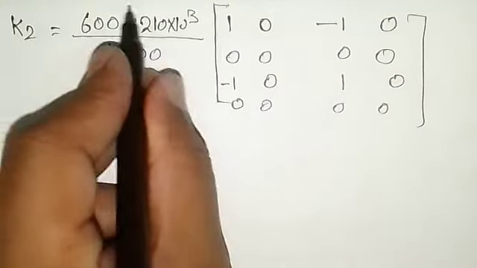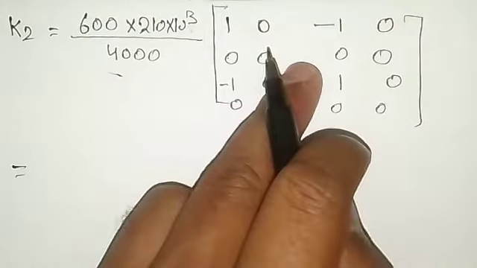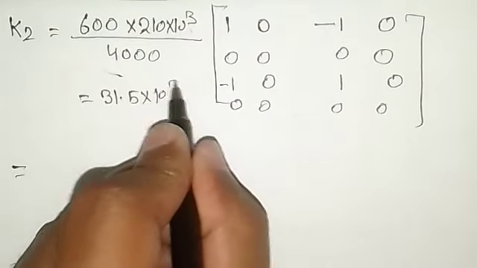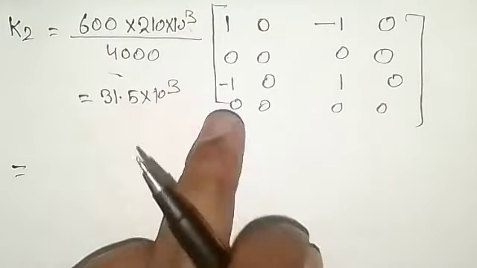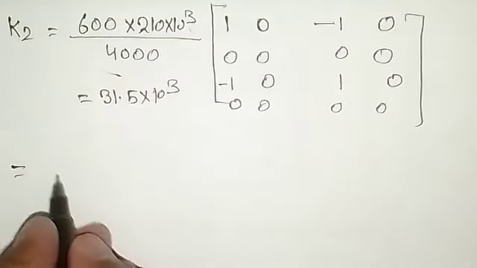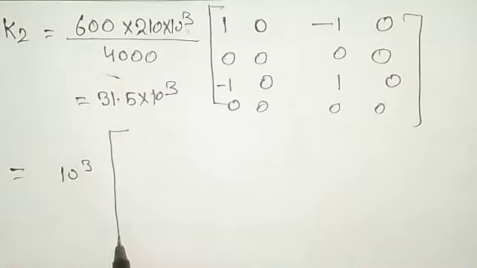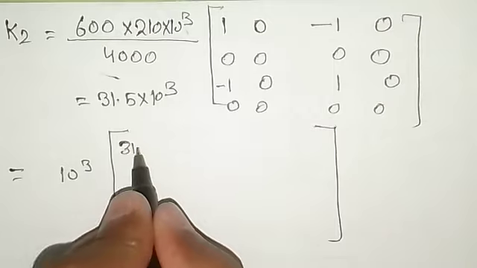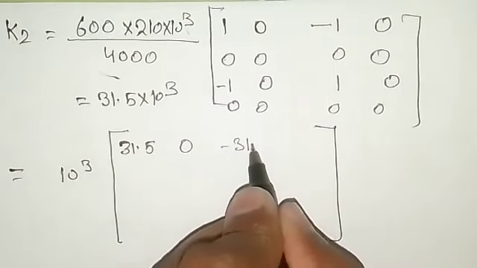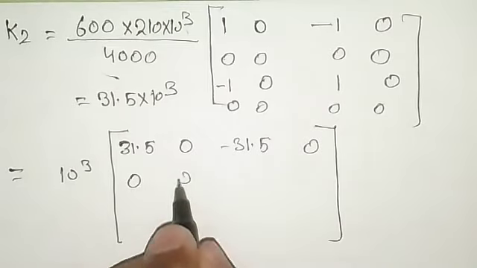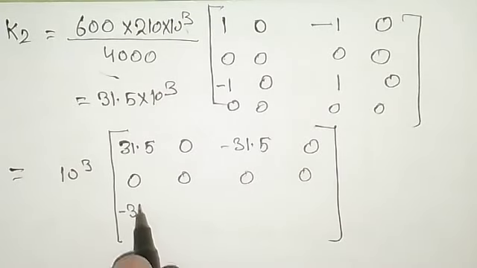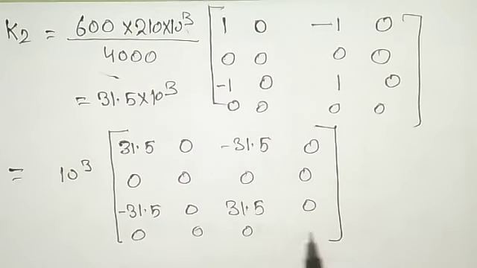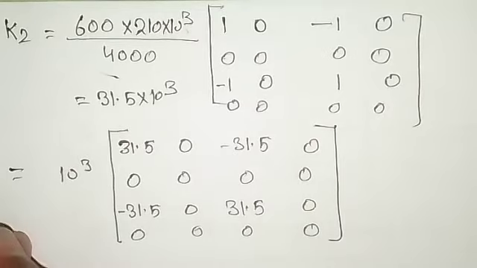Then on simplification, you have to simplify this term and then multiply with these values, right? So on simplification, we'll get this value as 31.5 into 10 to the power of 3. We'll take 10 to the power 3 as common. Why? Because we have taken 10 to the power 3 common in K1 also, right? So here you have 10 to the power 3, and this 31.5 will multiply with the rest of the values. So it will become 31.5, 0, minus 31.5, 0, 0, 0, 0, 0, right? Minus 31.5, 0, 31.5, 0, 0, 0, 0, 0, right? Then the stiffness matrix K2 we calculated.